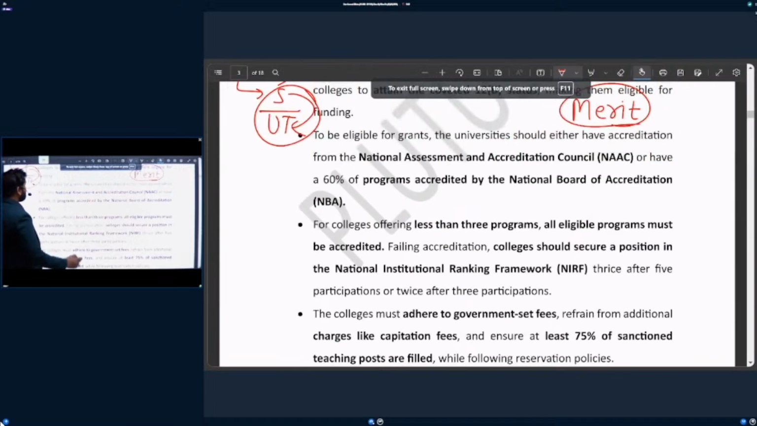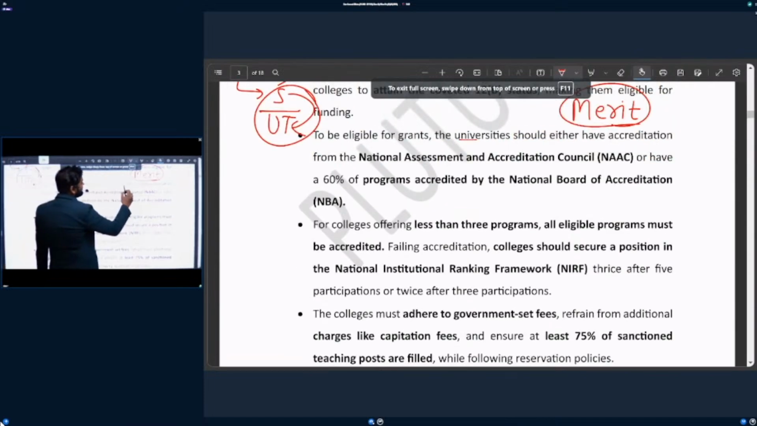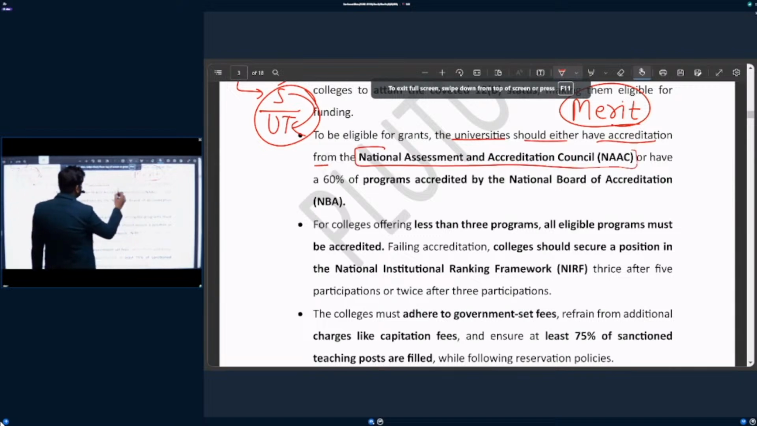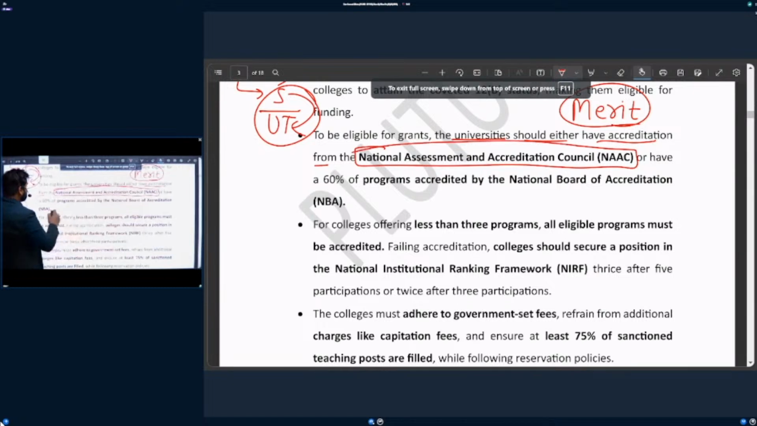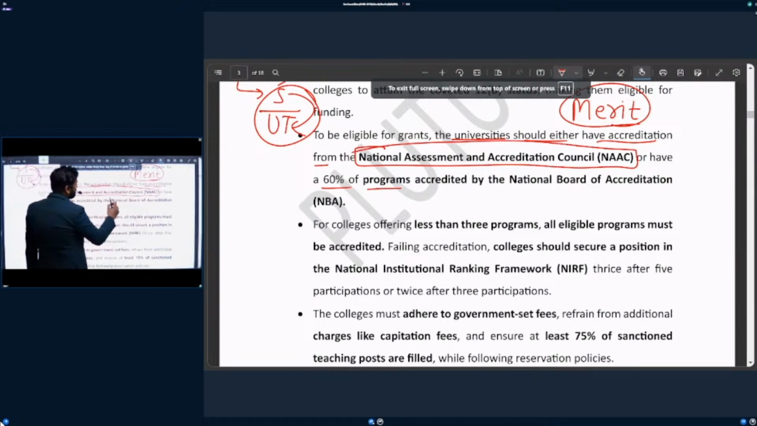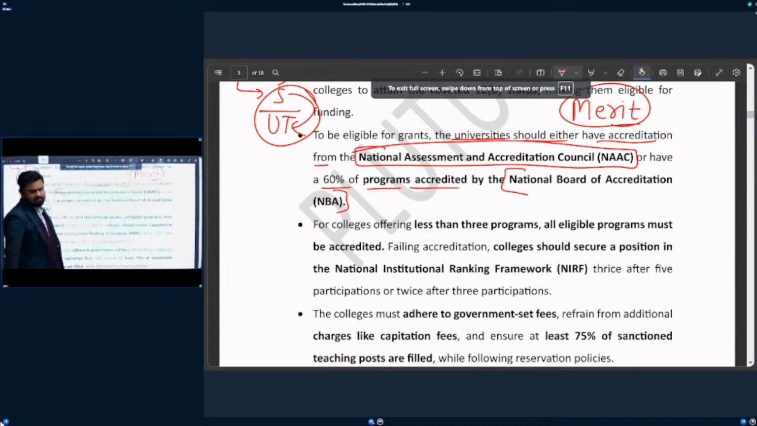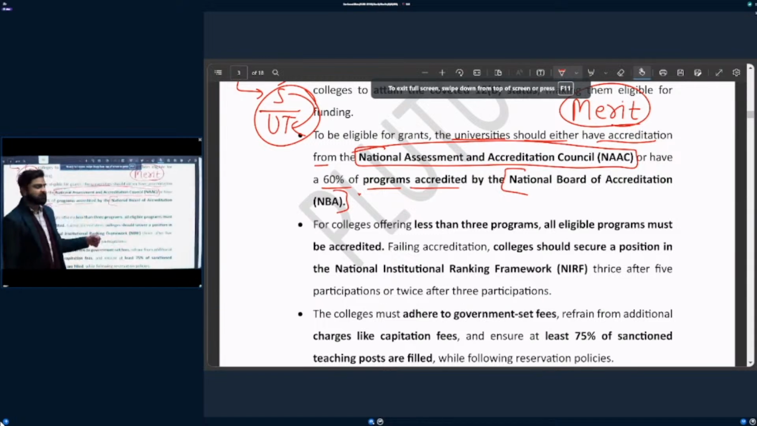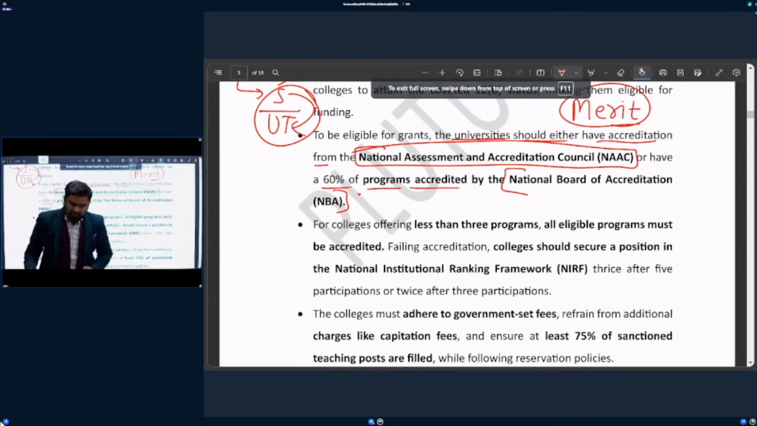This is what you have. To be eligible for the grant, the university should either have accreditation from the National Assessment and Accreditation Council or have 60% of the programs accredited by the National Board of Accreditation. So these are the criteria. If you have an NAC rating, or 60% of your programs have a rating from NBA, or you have a standing in NIRF, in all three cases, if you have any of these three, you are eligible for funding from UGC. Clear?